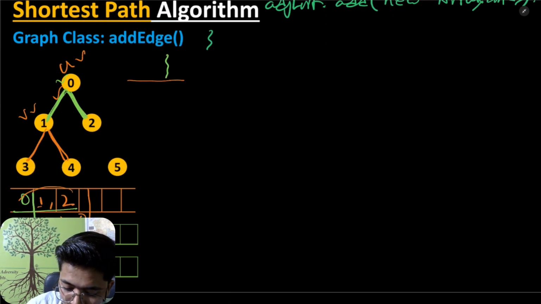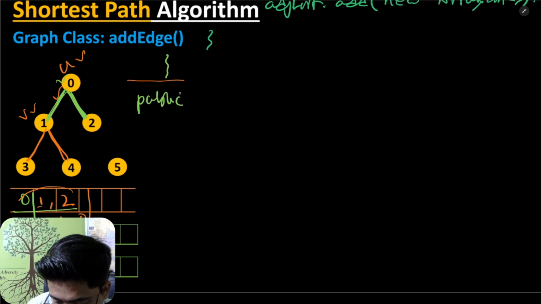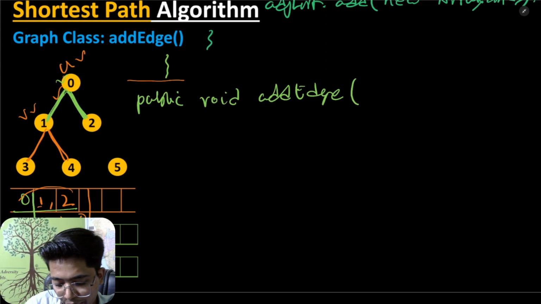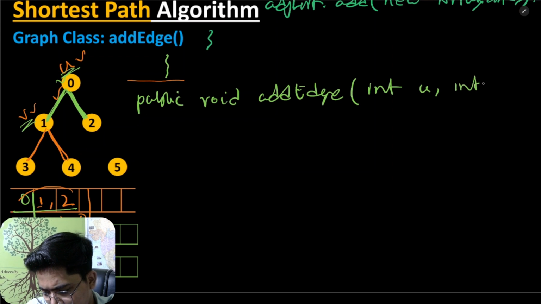Okay, so let's create a function, public void addEdge, and we want to add 2 points. Let's say we want to add this point u, and we want to add this generalized point v. So integer u and integer v.